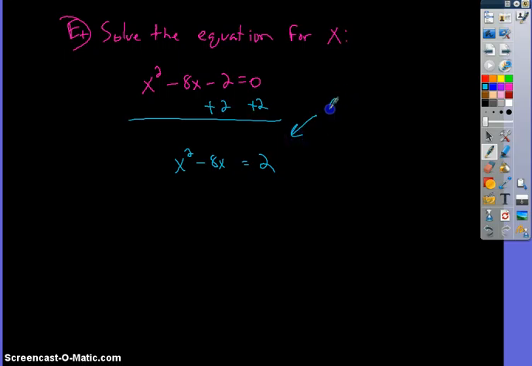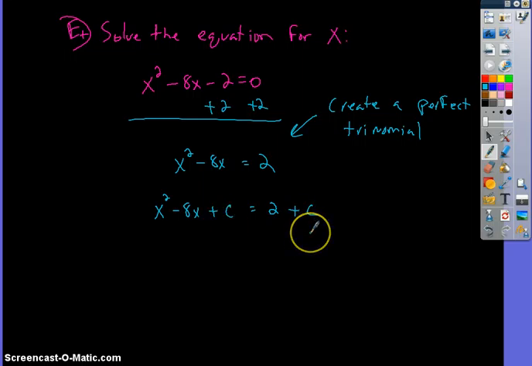Now, what I want to do is create a perfect trinomial. So from here, I'm going to take this x squared, subtract 8x, and find out what the c value is. And whatever that c value is, I'll add it on both sides. That way my equation is balanced. If I add a c here and add a c there, it's still the same equation. Prime example, if I subtract c, the c's cancel here, c's cancel there, leaving just this piece, which is what I began with, equals 2, which is what I began with. So as long as I add c to both sides, I'm okay.